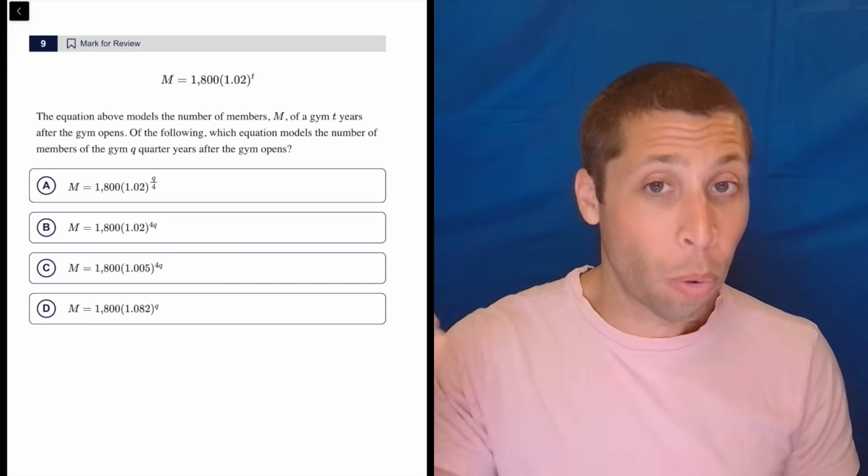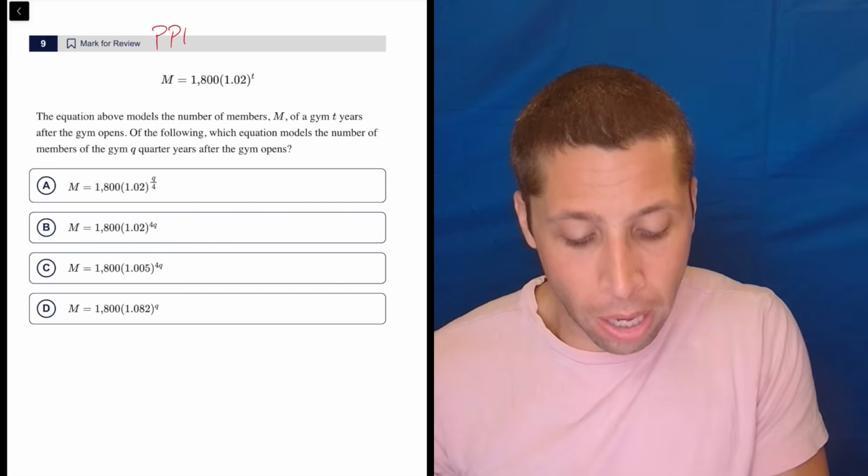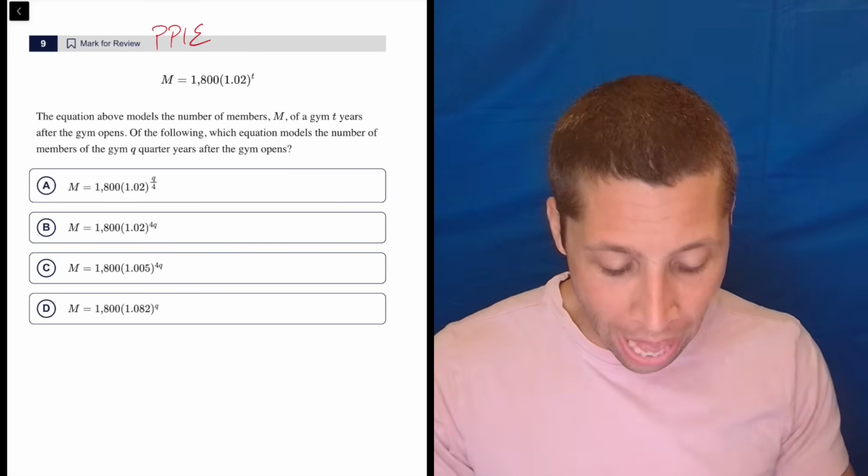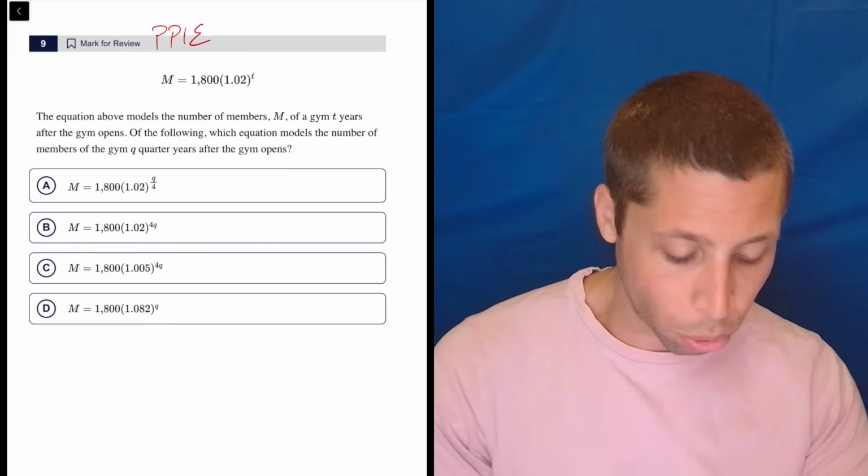I have equations. What do I want to always do with equations? Plug points into equations. Now, I don't see points here, but we can get clever with that and figure out ways to use them. So let's take a look at the story first.